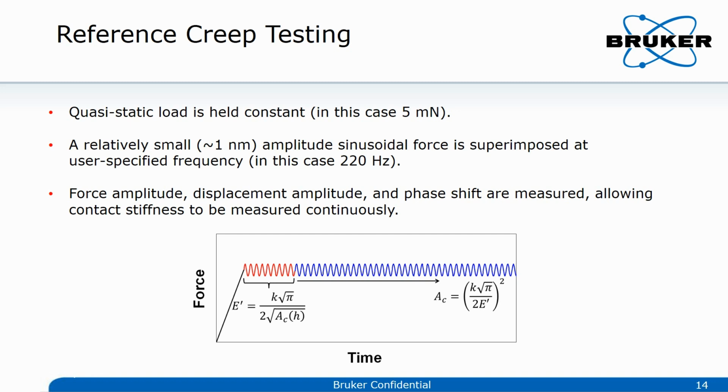A maximum load of 5 millinewtons is applied to the sample and a small dynamic load is superimposed to monitor the stiffness of the contact throughout the time of the experiment. This stiffness of the contact is used to determine the modulus of the sample in the first part of the experiment. In the second part of the experiment, the stiffness reading is then used to determine the contact area and the penetration depth of the indenter.